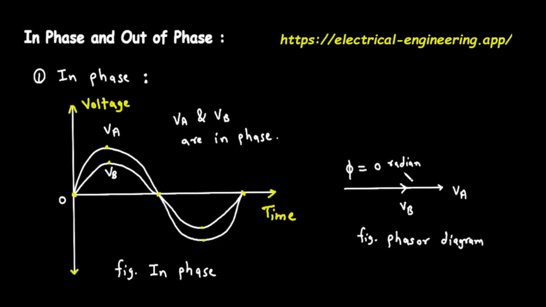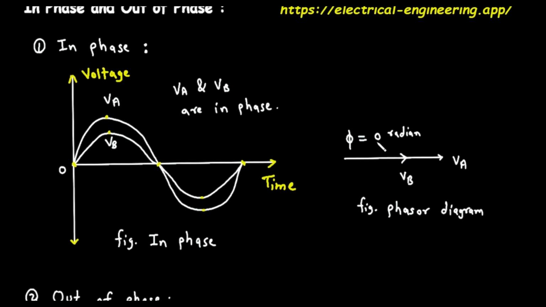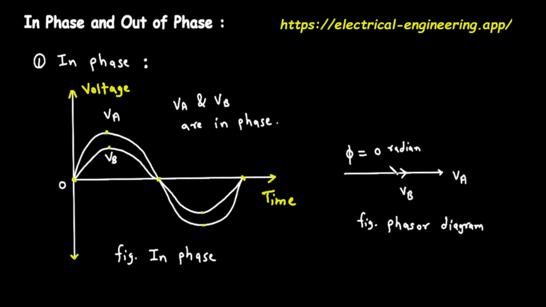A radian is just a unit for measuring angles, like degrees. 0 radians is the same as 0 degrees. So, a phase angle of 0 means no separation, which is why the two phasor arrows point in the same direction. To summarize the first section, in phase means two waves are perfectly synchronized in time.